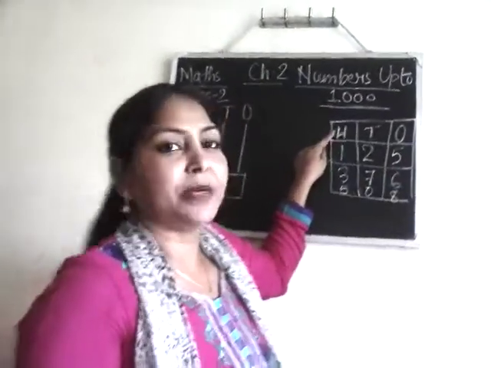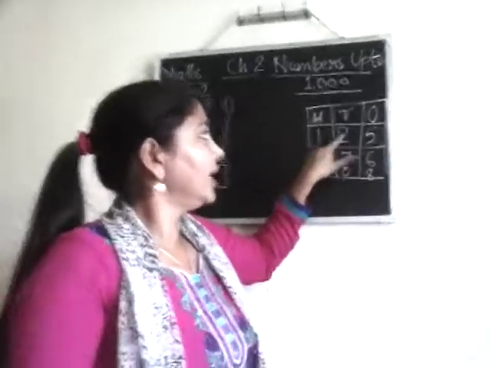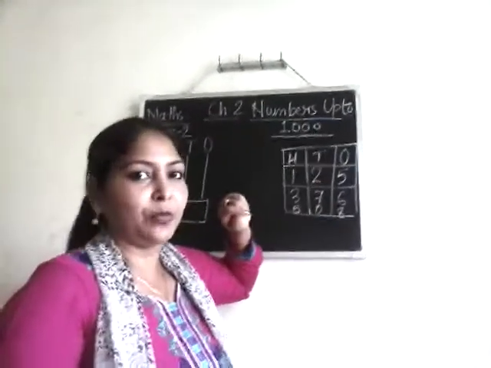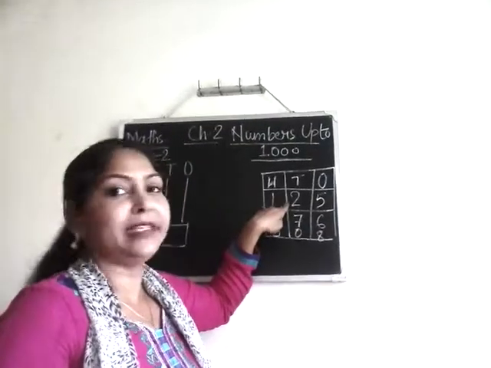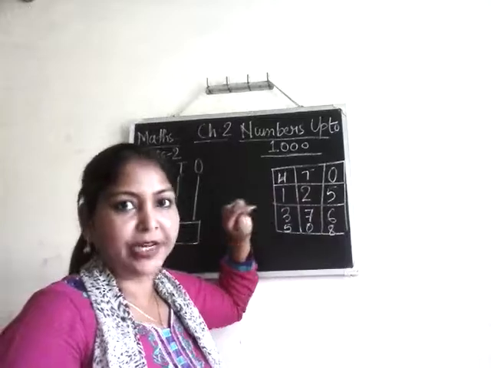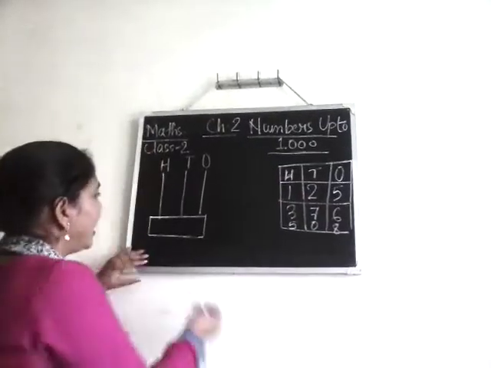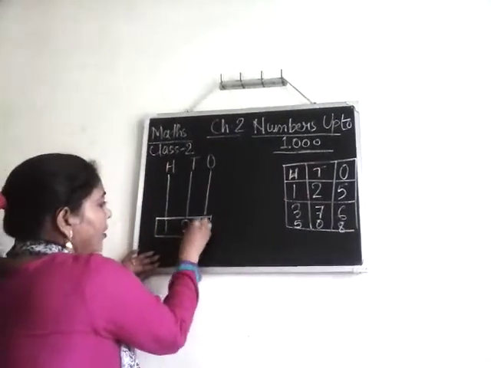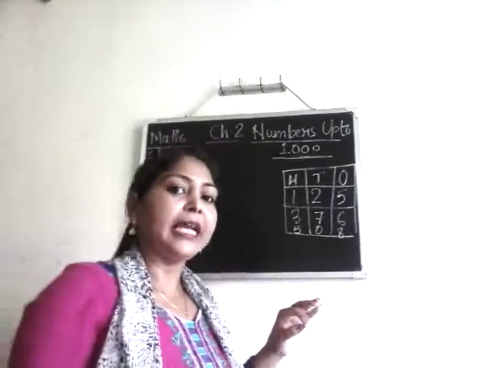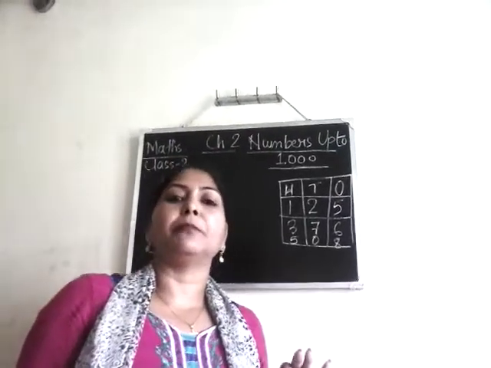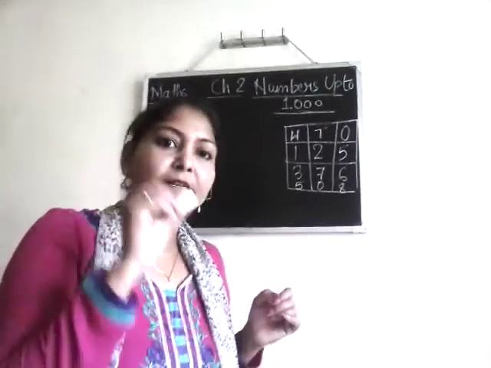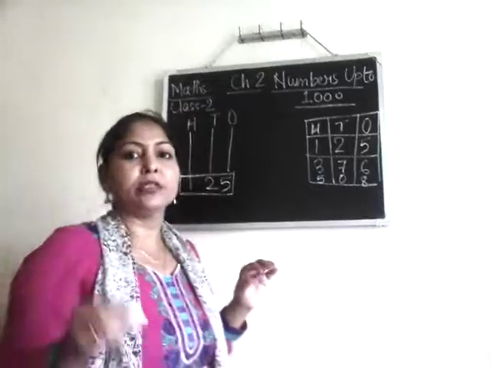1 is in the hundreds place, so we will read it as 100. 2 is in the tens place, 2 tens means 20, and 5 is in the ones place. So 100 plus 2 tens plus 5 ones is equal to 125. Now this 125, how are we going to write it in the abacus? In the abacus, to represent a number, we use rings, or circles. Now we will use circles here.